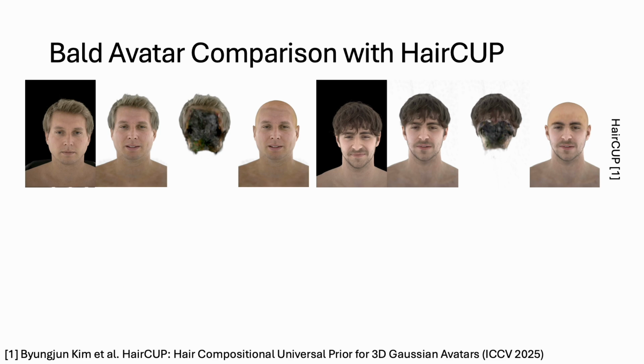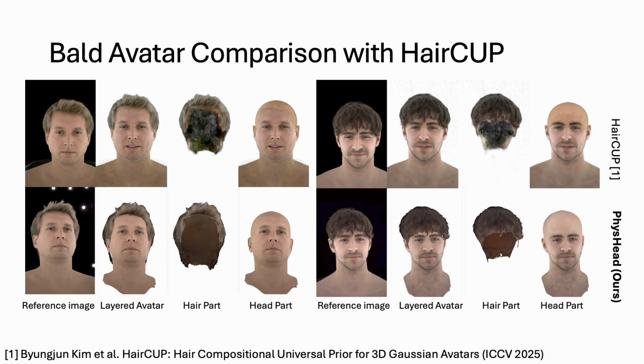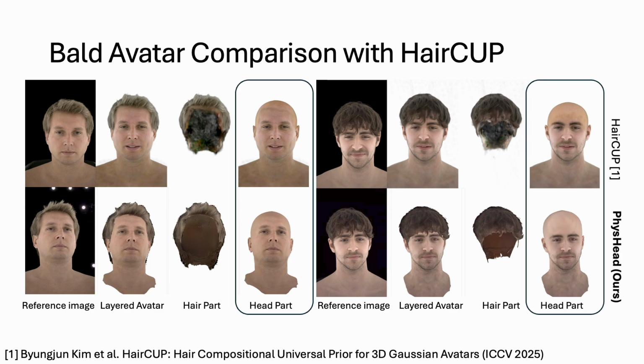Concurrent work, Haircup, also reconstructs missing head regions, but uses SDS-based losses. Due to the characteristics of its generative reconstruction pipeline, it can exhibit artifacts and often produces limited variation in skin tone across subjects. In contrast, our approach preserves each subject's true skin tone and achieves more accurate head completion. Additionally, our hair is represented as strands, making it directly compatible with physics engines.